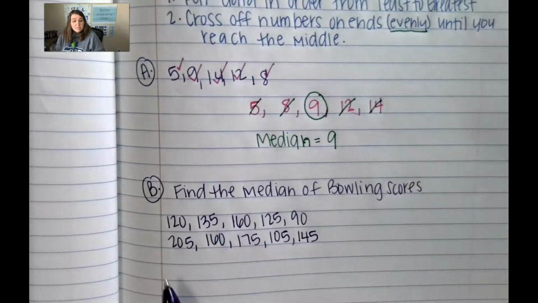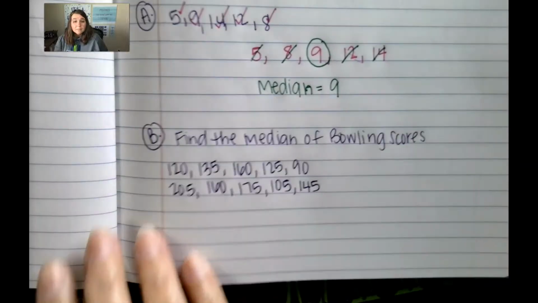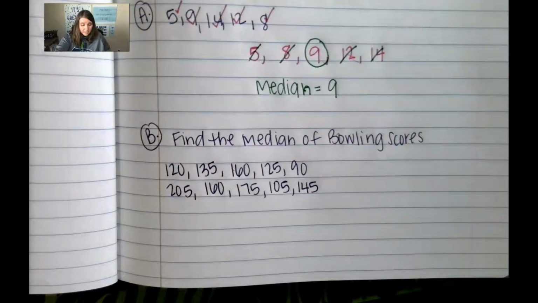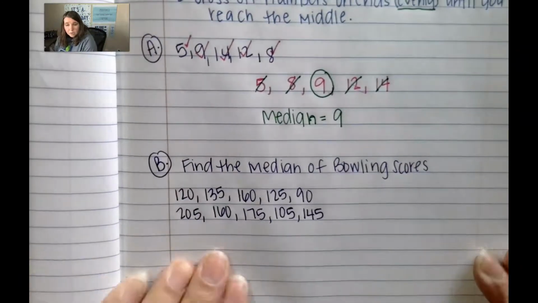Okay, so there's a lot of data points here. However, that's okay. We know our very first step is to put these in order from least to greatest. So we're going to take our time. We're going to do this slow and steady so we don't put anything out of order. And we're just going to go through the data.